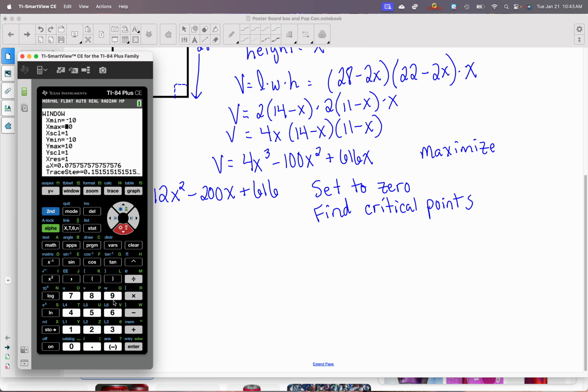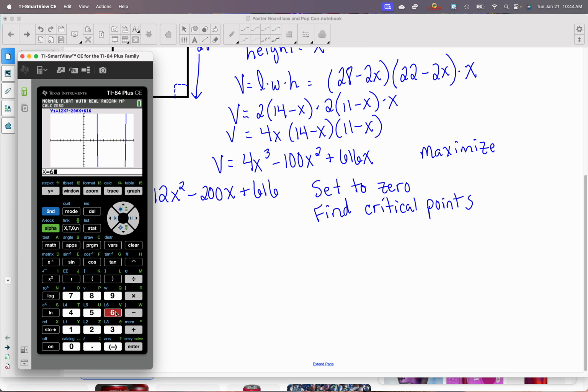X max I want to make larger. I'm going to make it 15. So you can just kind of adjust that as needed. And now I can see both of those. So if I do second calc 0, and I'm going to do 3 as a left bound because I have this counting by ones.